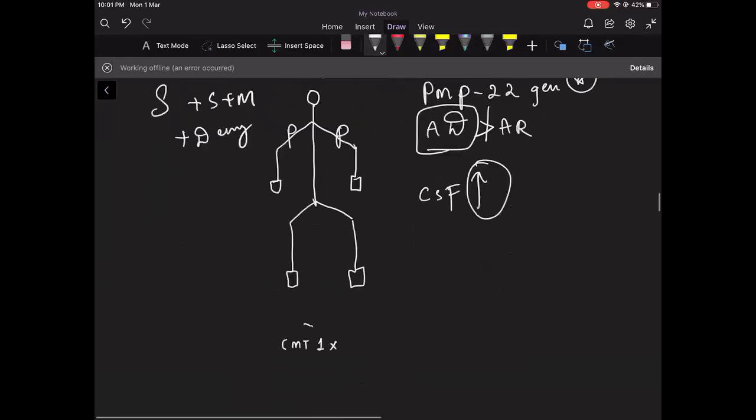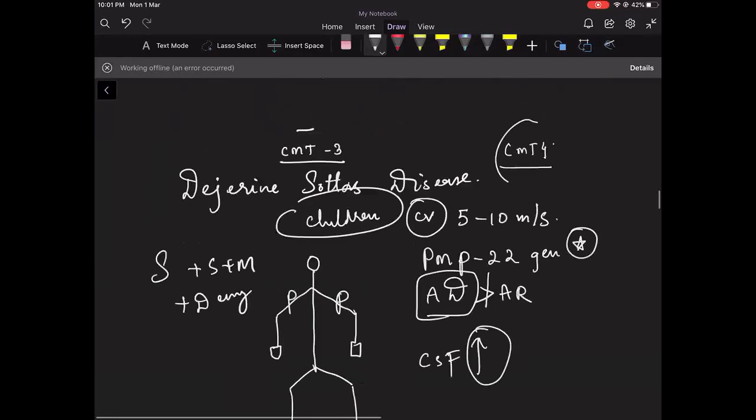CMT4 is usually seen very rarely, and it is usually childhood onset. And there are further types of CMT4 also, which we will not be discussing.